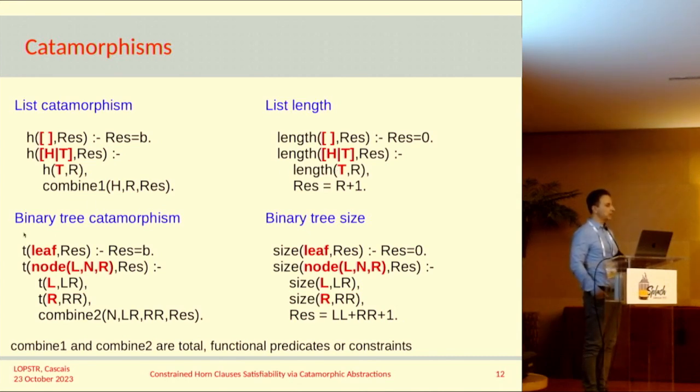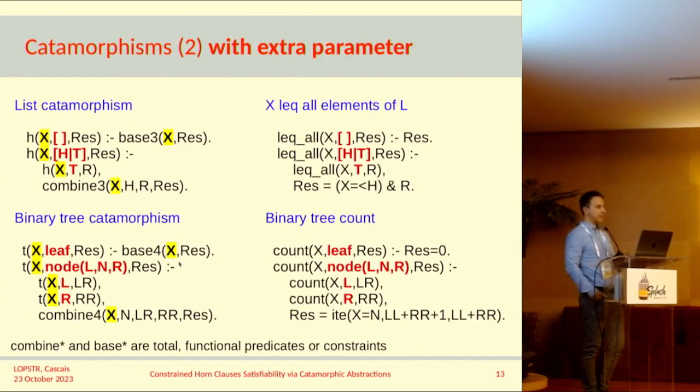And the binary tree catamorphism schema instead is very similar, but it has a clause for the base case of the tree: a leaf node, a leaf. And then the recursive case exposes the node, the element, and the left and right subtrees, and there are two recursive calls on the left and right subtrees. So the predicate computing the size of a binary tree is an instance of this schema.